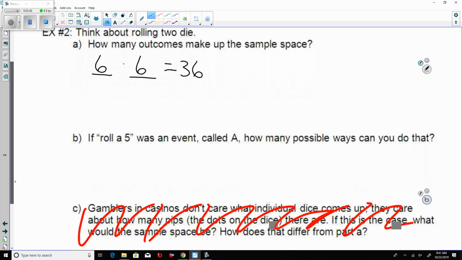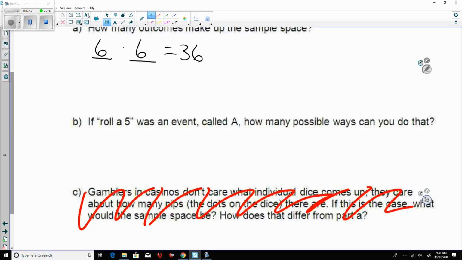Now, if a roll of 5 was an event called A, how many possible ways can you do that? Sometimes you're going to have to list what can happen, like we did previously, and then you can determine, oh, this is how many ways it can happen. And when you list them, you want to do it in some systematic order. So if I have event A, which is rolling a 5, and again, we're thinking of the red and the green die, I'm going to start with the lowest number. You can start with the highest if you want.